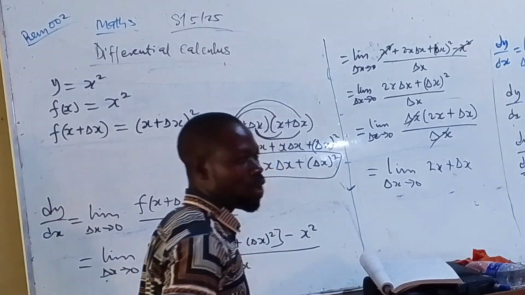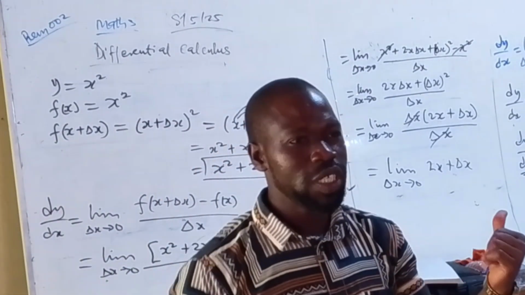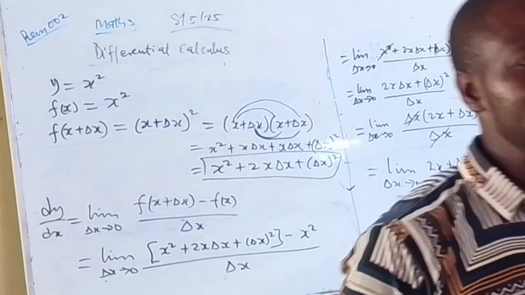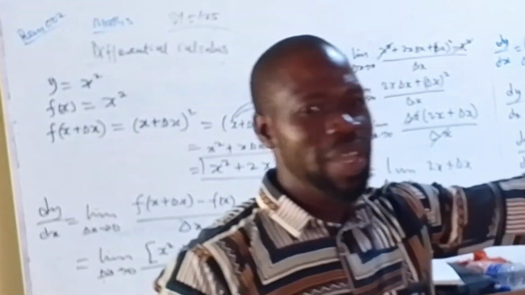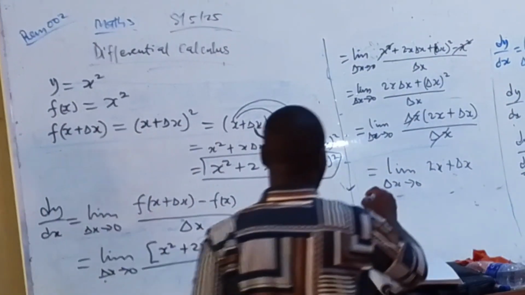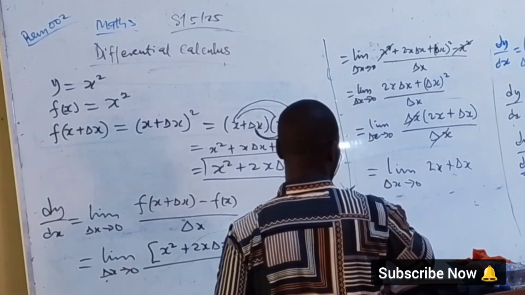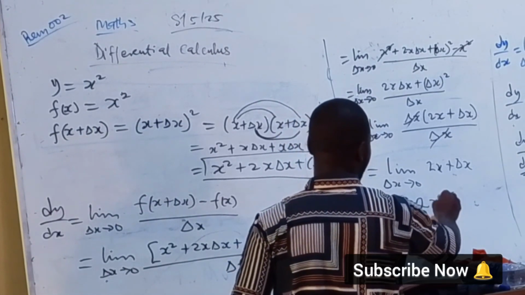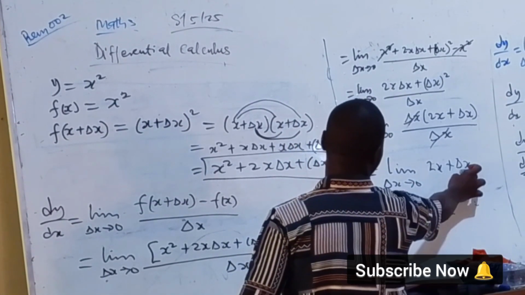Now, the person that asked the question about limit, when you get to this point, you are saying change in x tends to 0. So when you remove your limit, your change in x becomes 0. So your dy dx is equal to 2x because change in x is 0.